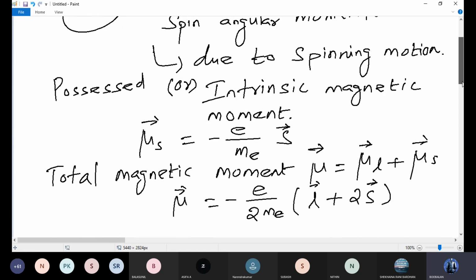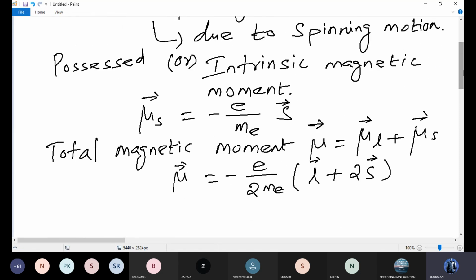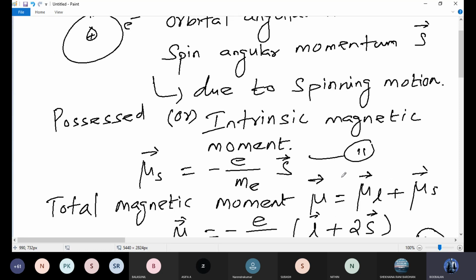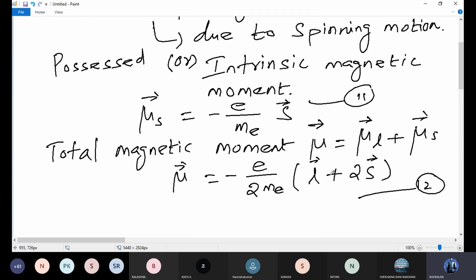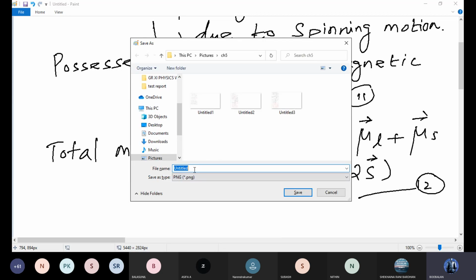Up to formula 10 completed. This is formula number 11. This is formula number 12. Formula 12 is also very important. Based on any one formula, definitely they will ask one question to you. Please take notes.